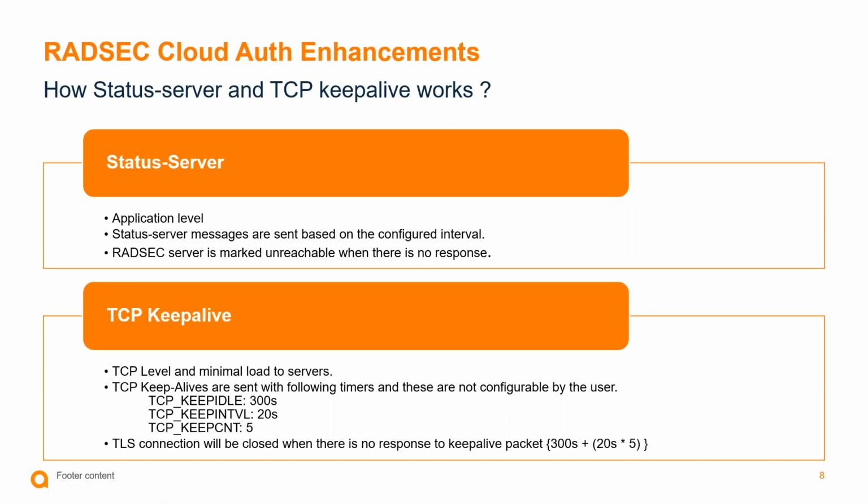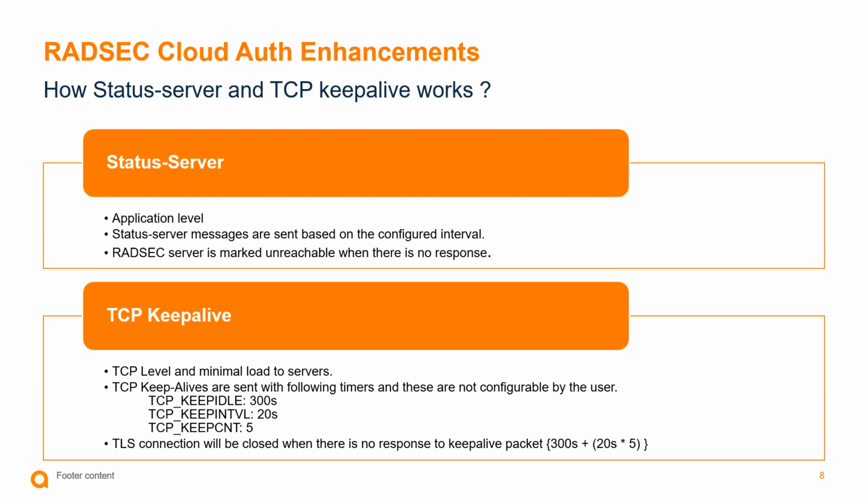So how does a TCP keepalive work? It will wait for the TCP keepalive timer of 300 seconds. If no TCP packets are received in the tunnel for 300 seconds, it will start sending the TCP keepalive packets. It will be sending around 5 packets, and each packet will have an interval of 20 seconds.